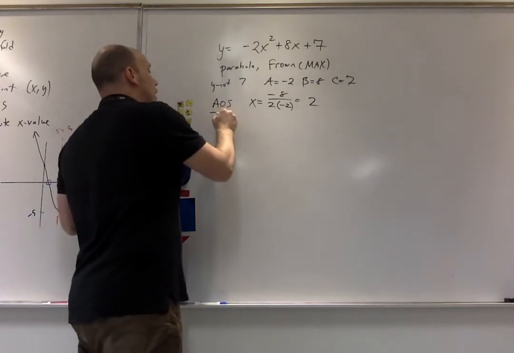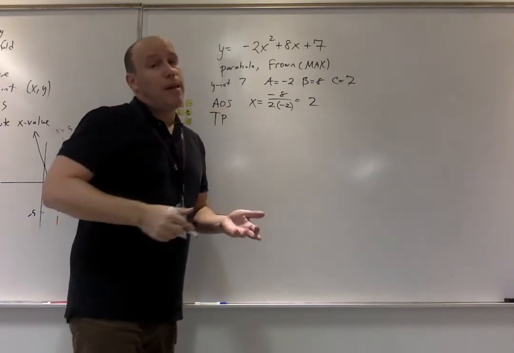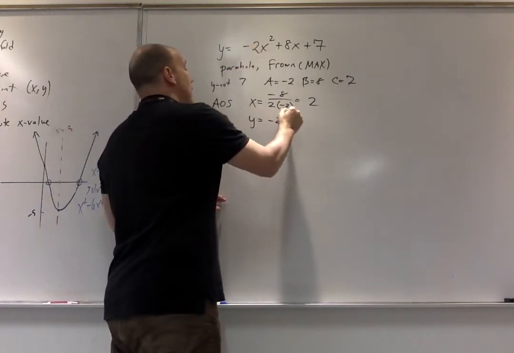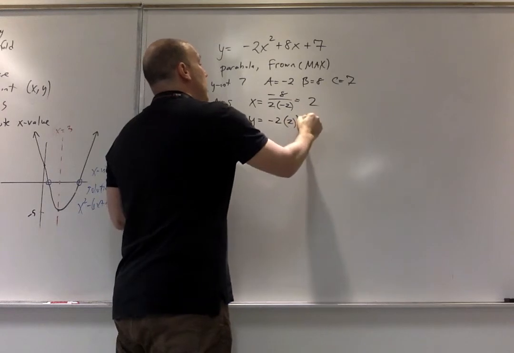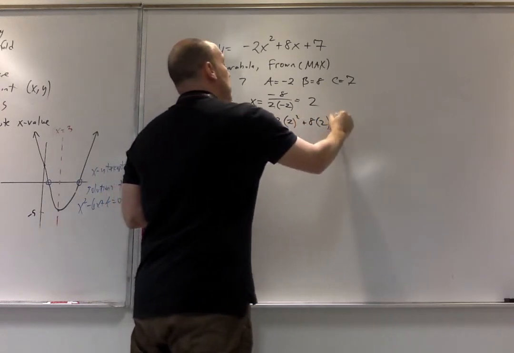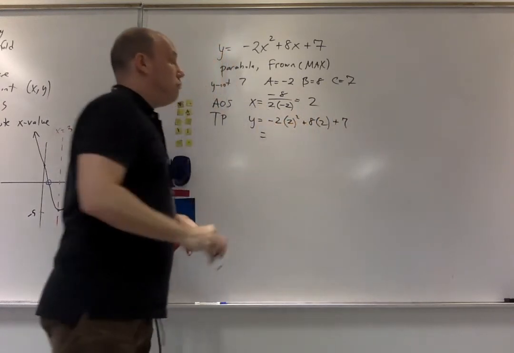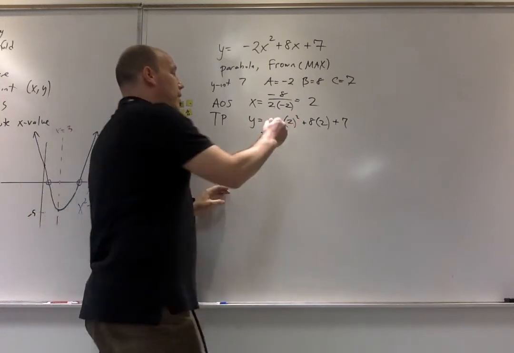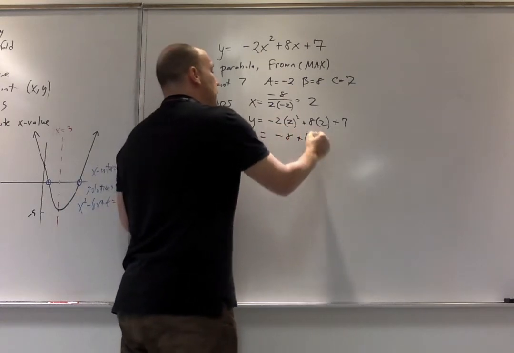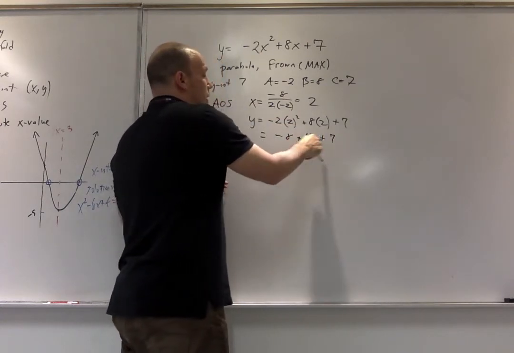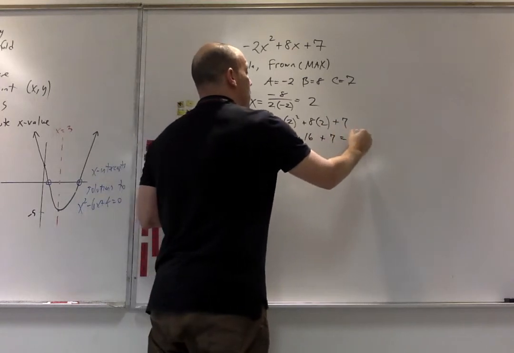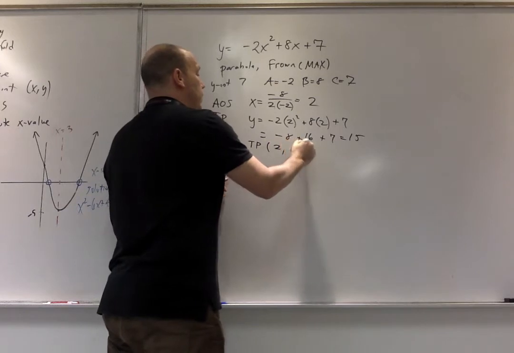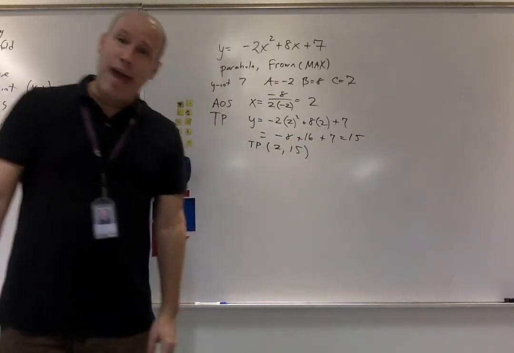Now I need my turning point. Well, we said plug it back into the original equation. Y equals negative 2 times 2 squared plus 8 times 2 plus 7. Well, 2 squared is 4 times negative 2 is negative 8, plus 16, plus 7. 8 plus 7 is 15. So my turning point is the point (2, 15). Now I think we're ready to sketch.